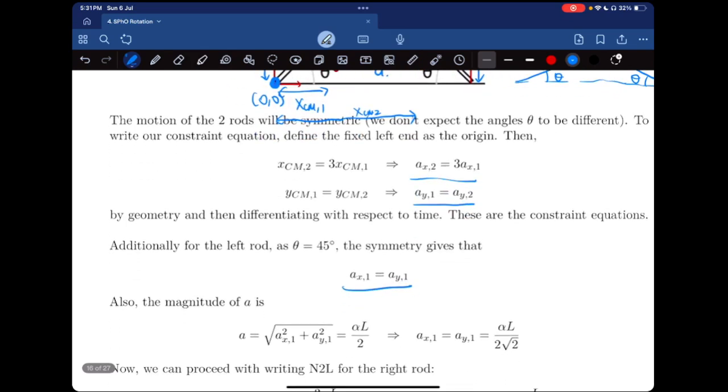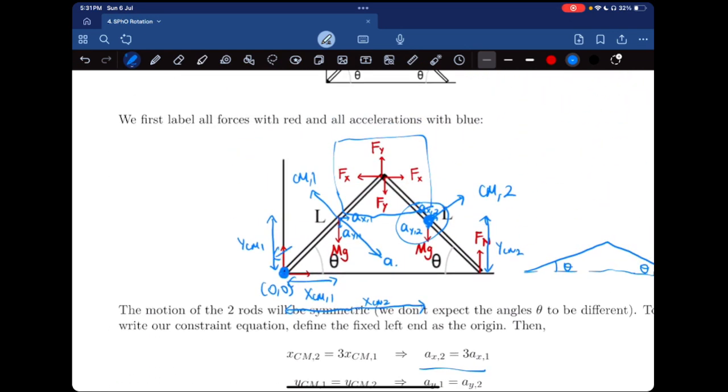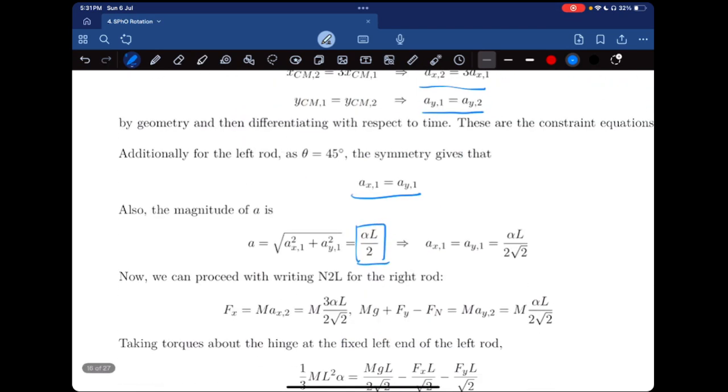And the magnitude of A is given as such. And if we define the angular acceleration alpha, A is just alpha L over 2, because this length here is L over 2. So now that we have all the constraint equations out of the way, we can write our N2L.